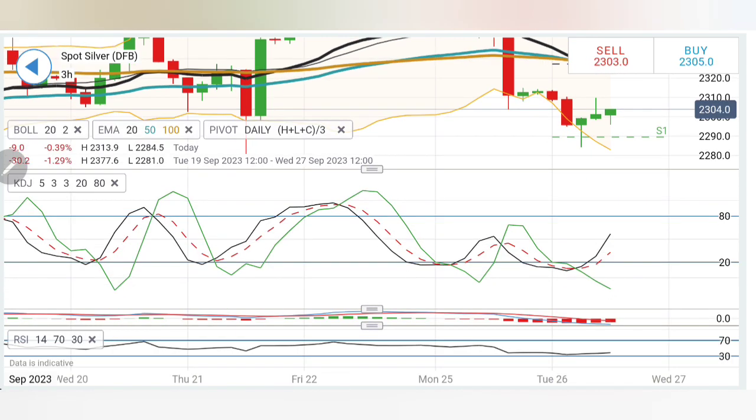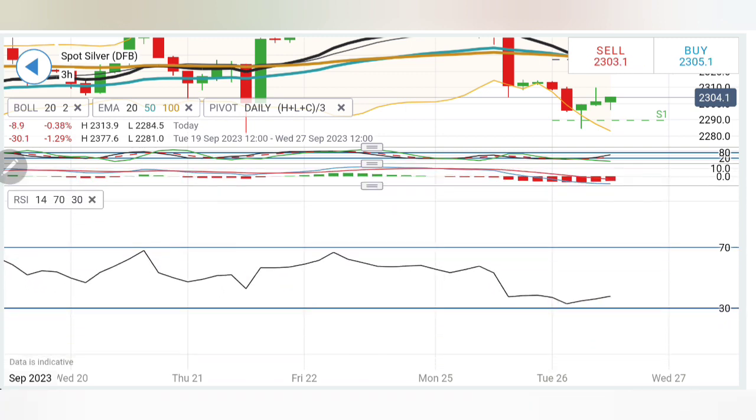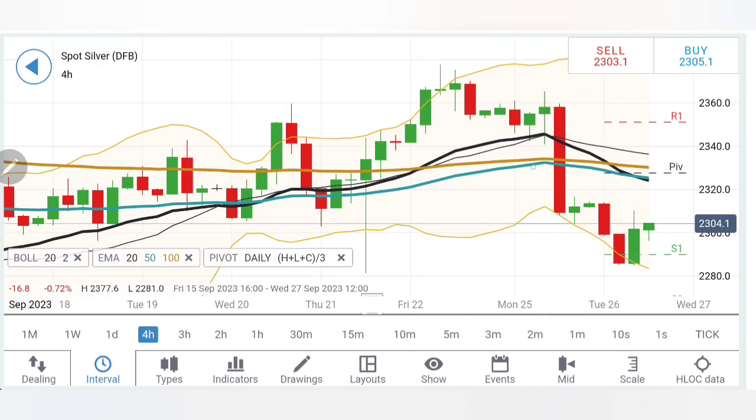If you look at the stochastic, this is rising. The MACD is trading with extreme divergence. You can see candle size diminishing. Possibly it could converge further. RSI is rising here, trading with a positive slope.